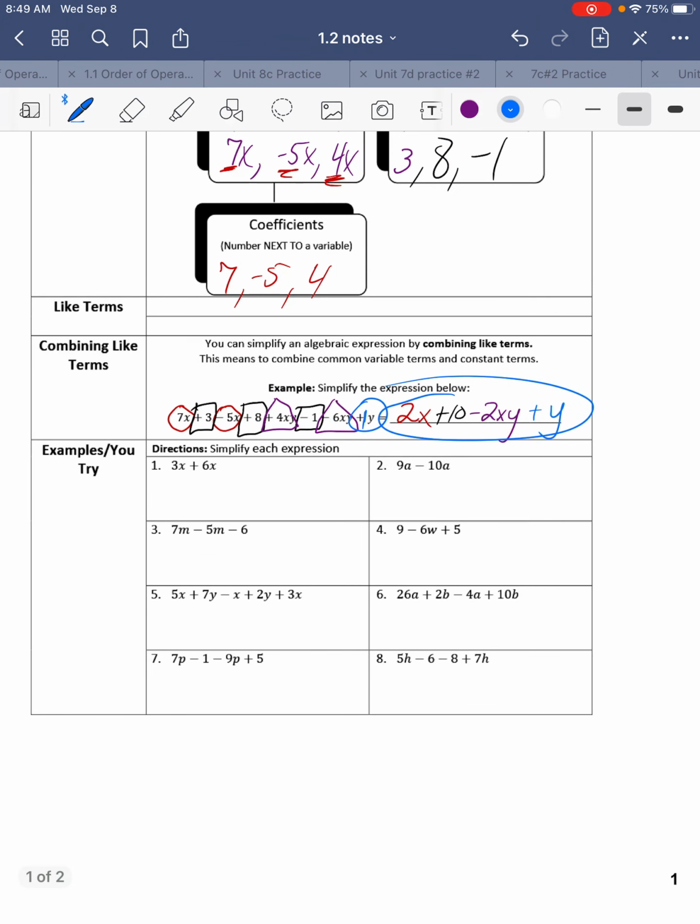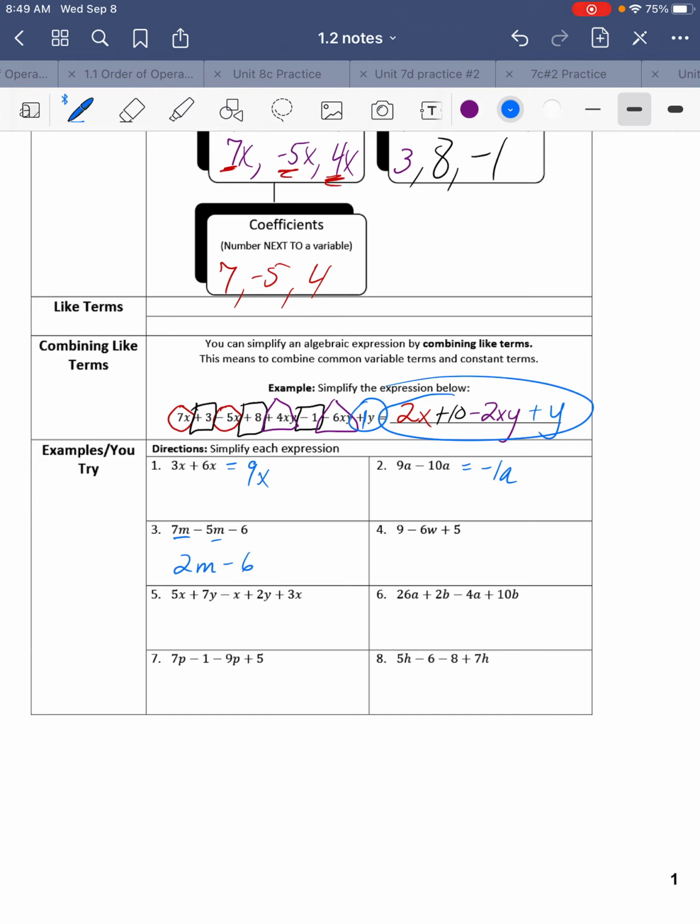So working out these examples, if you want to take a break or work these out, pause me right now, and then I'll come back with the answer. All right, 3x plus 6x. 3x's plus 6x's is 9x. 9a minus 10a is a negative 1a. 7m minus 5m, like terms, is 2m.